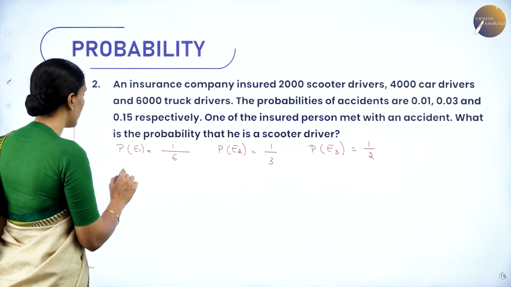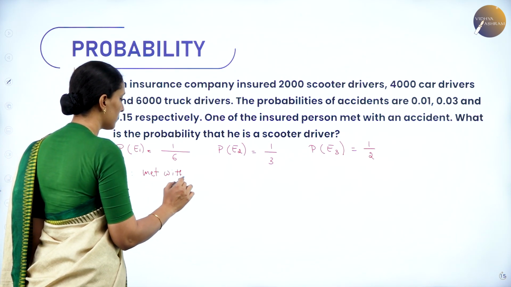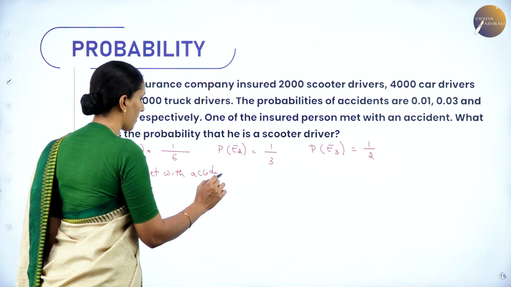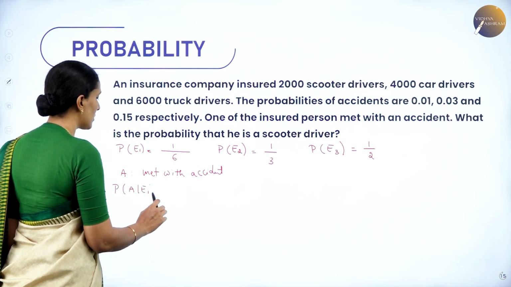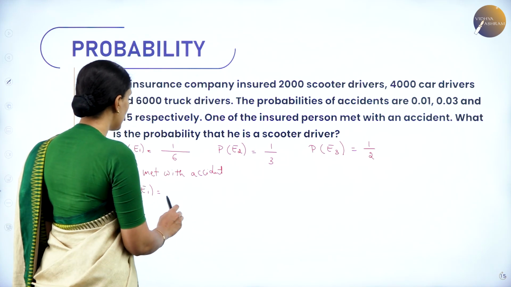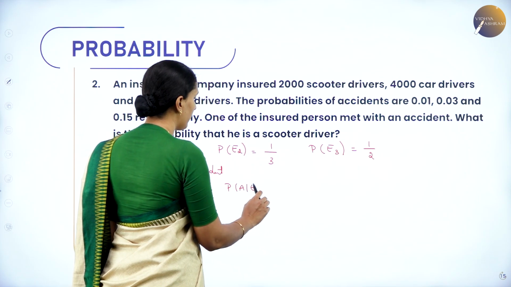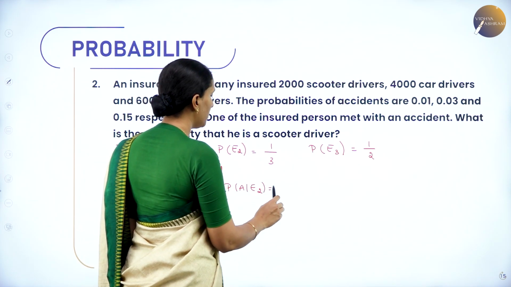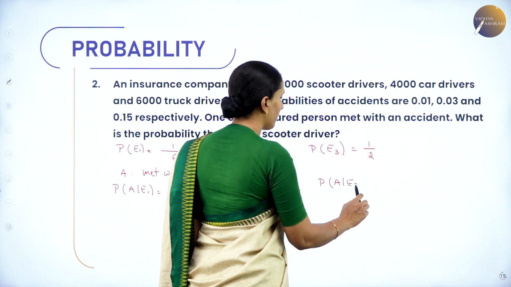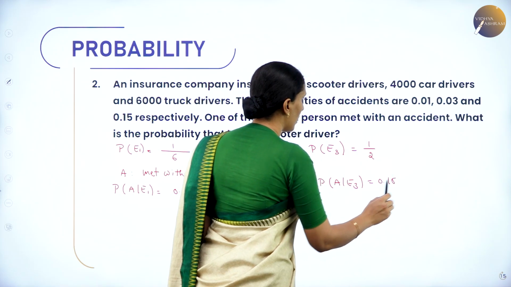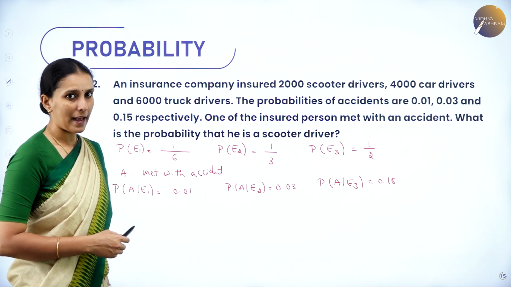Now, let A be a person met with accident. Now, what is the probability that he is a scooter driver? So, they have given the values as 0.01. And probability of A over E2 they have given. So, that is equal to 0.03. And probability of A over E3 is also given. That is 0.15.